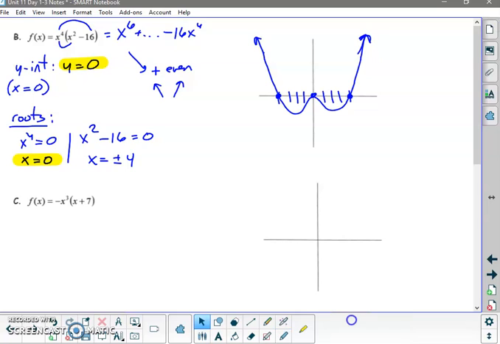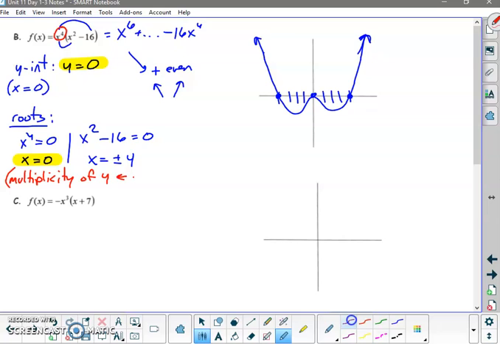You're like, well, wait a minute. How come at negative 4 and 4 it crossed straight through, but at 0 it kind of turned around? Well, that's something that's called the multiplicity. If you take a look up here, x to the fourth equals 0. So this root right here has what we call a multiplicity of 4, and in particular, an even multiplicity. So what that means is that particular root is going to bounce because it is an even multiplicity. Usually we see double roots, but in this case it happens to be a multiplicity of 4.